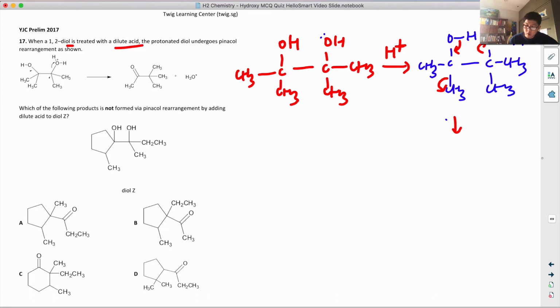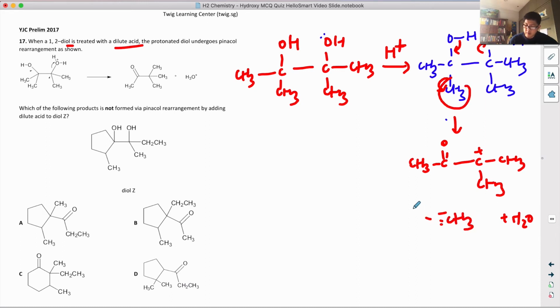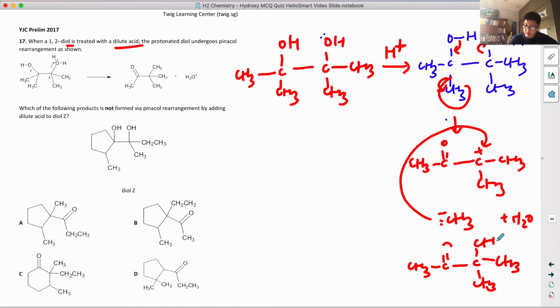So let me just draw it out. You get CH3, a C double bond O, then this is CH3, this is CH3, and this carbon becomes a plus, and water is being formed. See that? And this guy here actually becomes CH3 minus. So this CH3 minus will attack this carbon, and then you end up with the product, which is CH3 double bond O, CH3, CH3, and CH3. Can you see that?